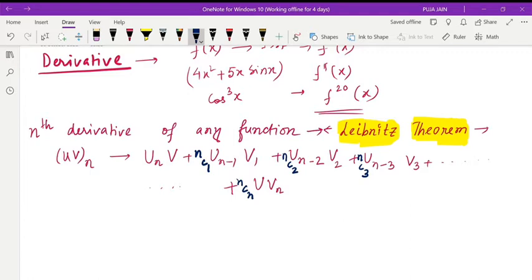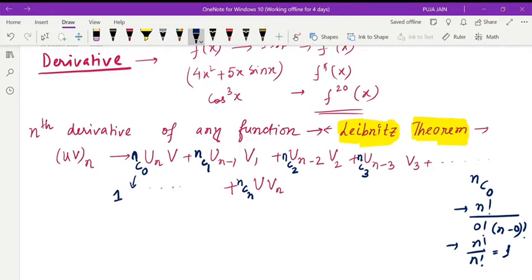Here we can also write nC0, because nC0 is basically 1. If we solve it we get n factorial over 0 factorial times (n minus 0) factorial, that is n factorial by n factorial, that is 1. So if you want you can write it for symmetry, but this value is 1. Okay, so this is our result.